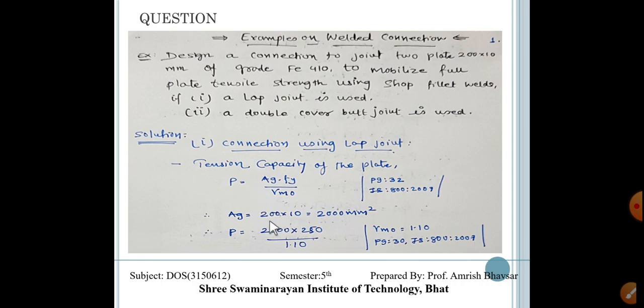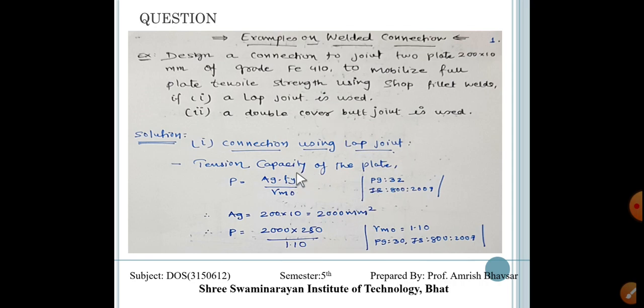In that case we have to take the area, that is 200 mm by 10 mm, which gives us 2000 mm square. So put down this value in the equation given on page number 32. So P is equal to 2000 into 250. What is this 250? It is the yield strength of the plate, which we get from this grade. For this grade of plate, the yield strength must be 250, as we discussed in our previous lectures, and 410 is the ultimate strength of the plate.